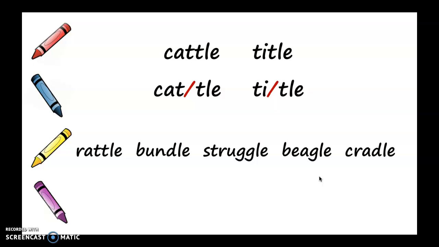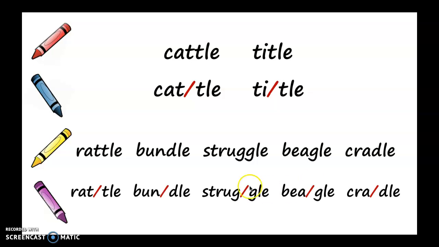All right, friends, let's check your work. How did you do? In order for me to break apart the word rattle, remember my ending LE has to be preceded or come after that consonant, rattle, rattle. Same thing with the word bundle. See how I have the ending LE and I have a consonant before then? Same with the word struggle, beagle, and cradle. Do you notice the LE at all of these word endings? With a consonant that comes before them.